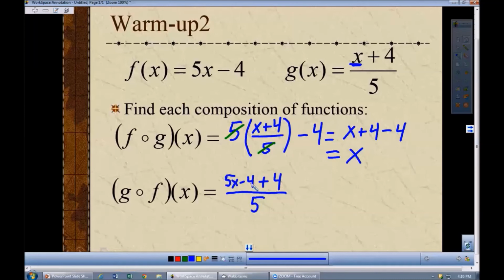And we'll simplify a little bit. Well, minus 4 and plus 4 adds up to 0. So now we have 5x over 5. And when the 5's cancel out, again, we have wound up with the result of just the function x. So g composed with f was equal to x. F composed with g and g composed with f, the result both times was the function y equals x. We'll see why this particular arrangement is kind of special in just a little while.